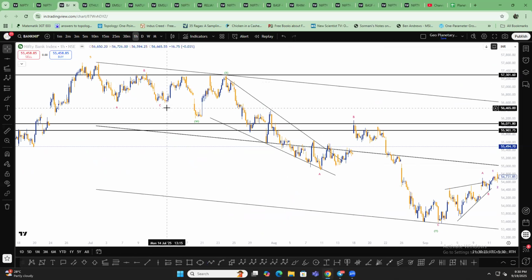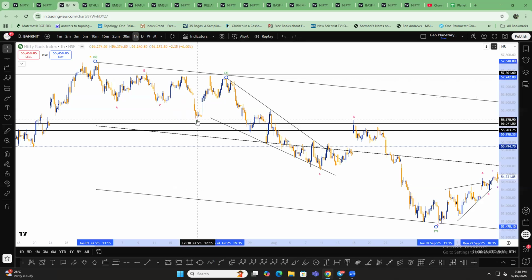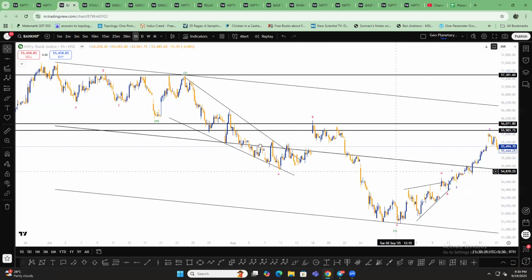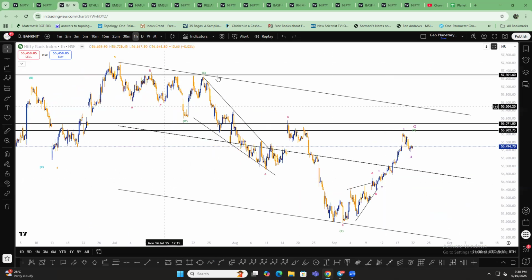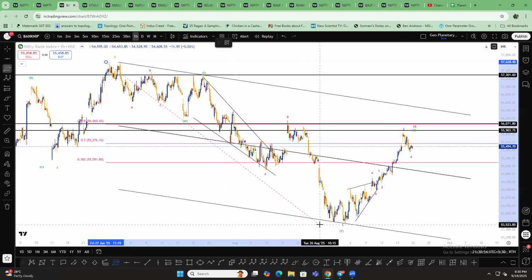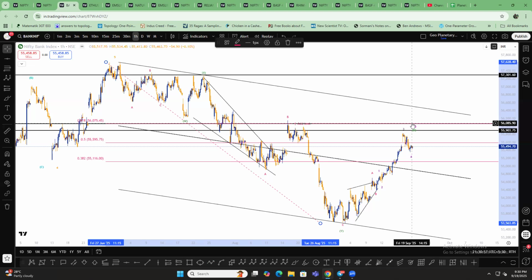See, this is an ABC move, right? So ABC means W, X, this is the connector wave, and C, there is a leading diagonal A, B, and C to complete Y, right? So this is a three-wave move, WXY. And what is the resistance now? See, if you calculate, the resistance area is coming, 61.8% is coming here.